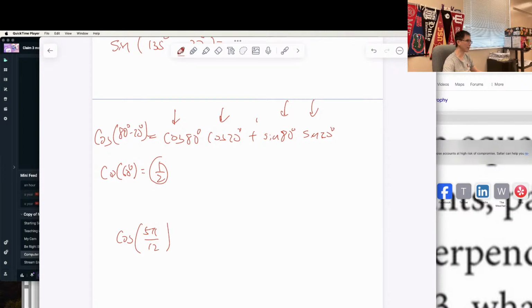Okay, so how do I find out what is cosine of 5 pi over 12? How do I figure out cosine of 5 pi over 12? I told you I'm thinking.